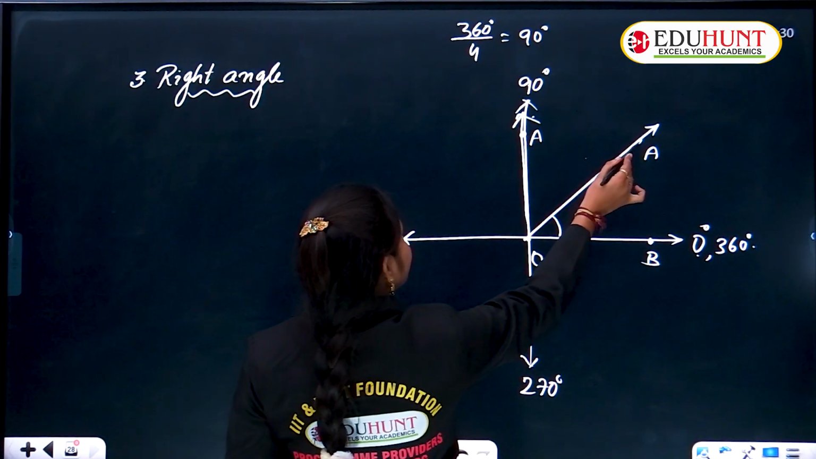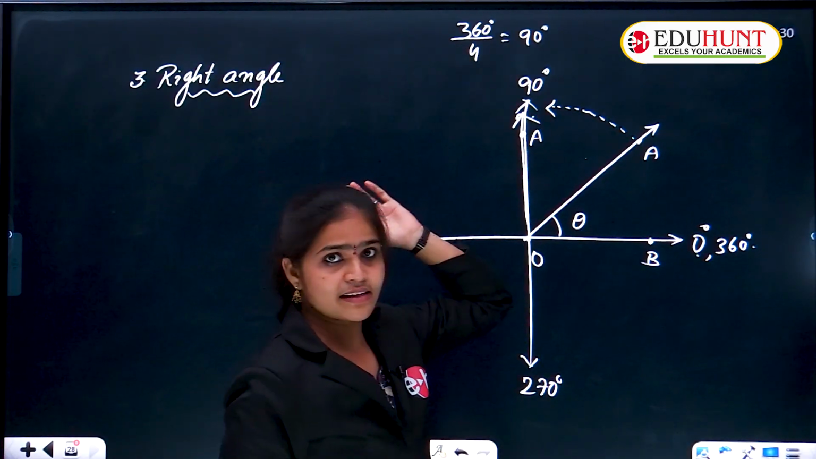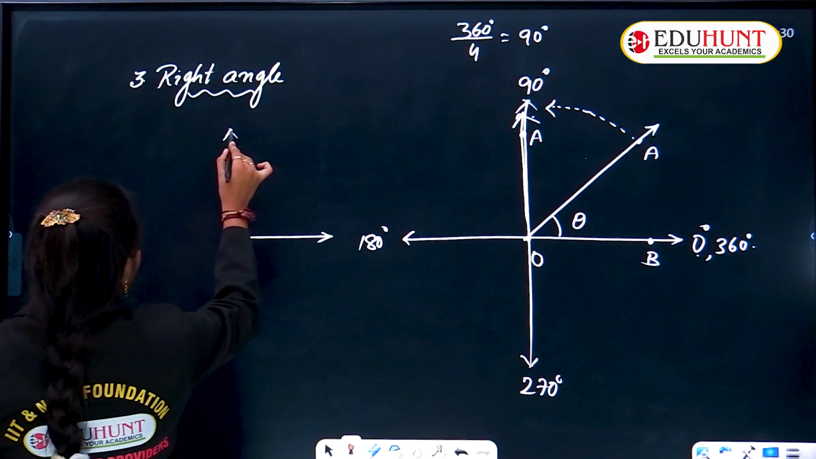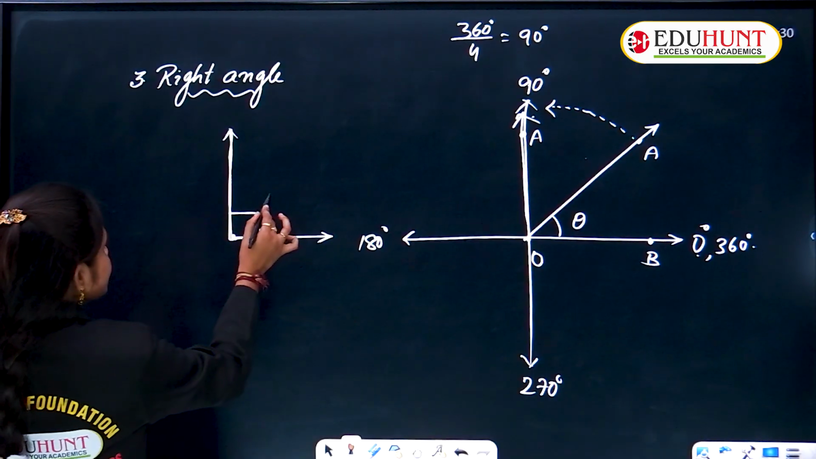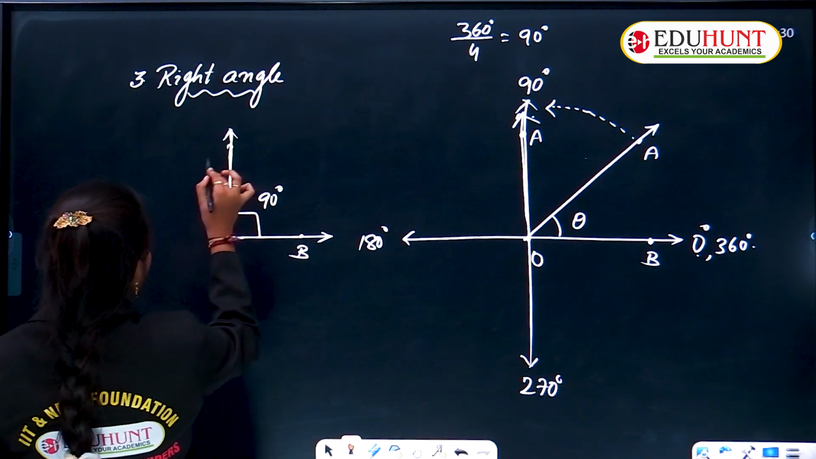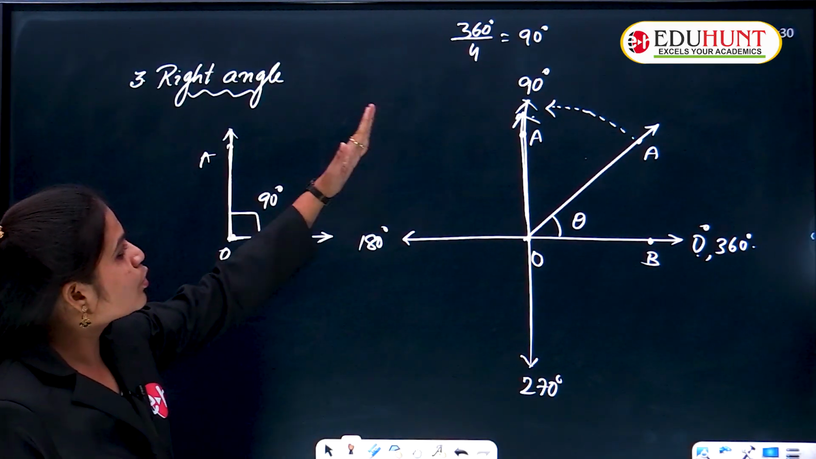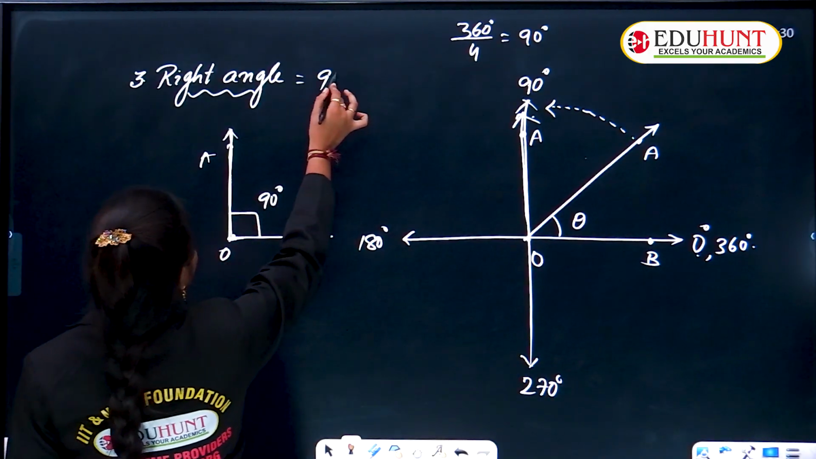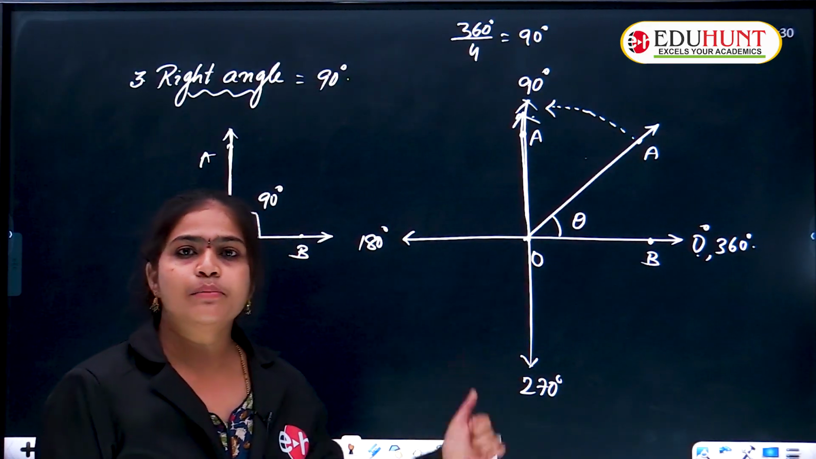This is OA. This one moves in the anti-clockwise direction and coincides with 90 degrees. Now the angle will be like this. Understood? This is 90 degrees. This is OB. This is OA. Then what can we say? If OA coincides with 90 degrees, then that angle is called a right angle. What is the measurement of a right angle? 90 degrees. This is about the right angle.